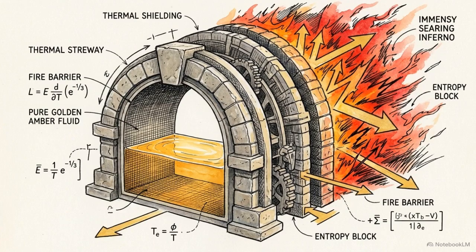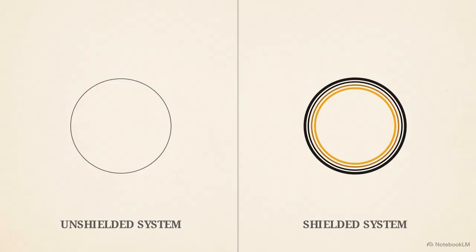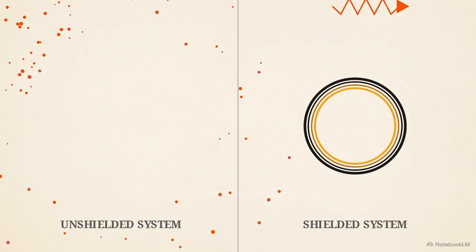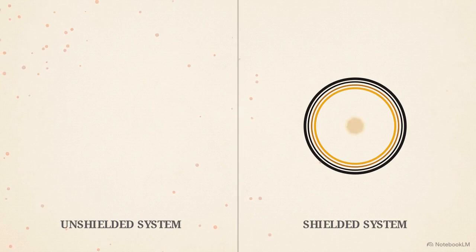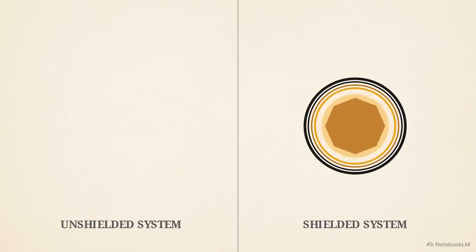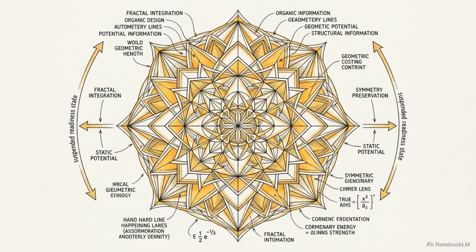The niche provides the structural shield that prevents external thermodynamic fire from reaching this fluid and triggering a destructive premature ignition. The left side of the screen shows an unshielded system undergoing destructive combustion. On the right, the shielded system achieves intrinsic, coherent glowing. Structural information exists in a state of suspended readiness, maintaining its integrity independent of external thermodynamic energy inputs.